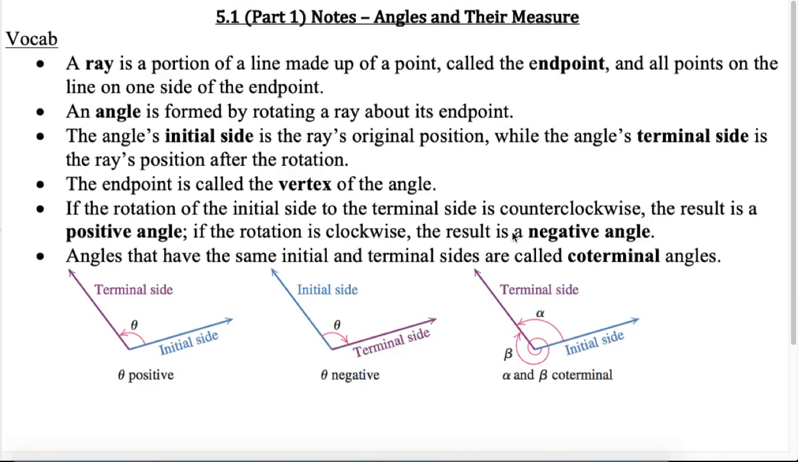Right, in 5.1, we are going to talk about angles and their measure. So the first part here is just a lot of vocab. I've got some blanks on the paper that you can fill in the missing words. So first, let's just talk about an angle.